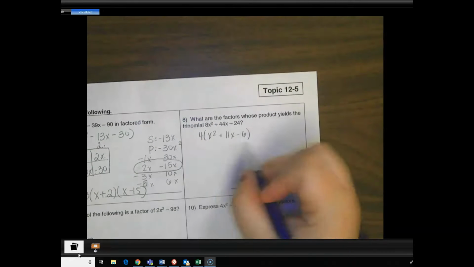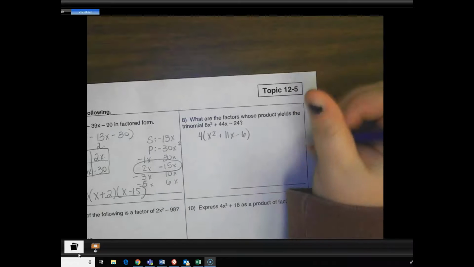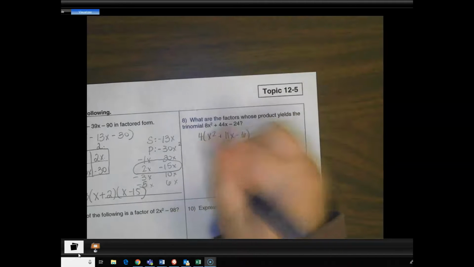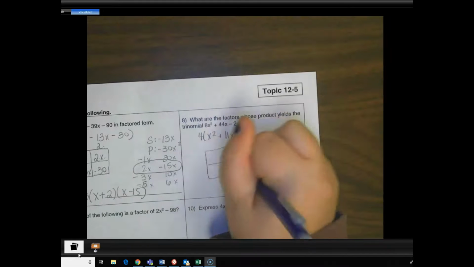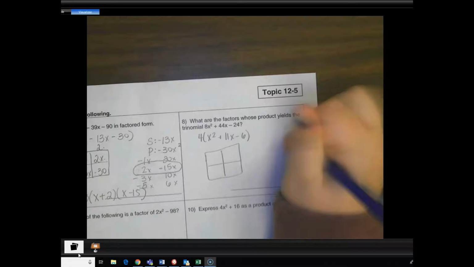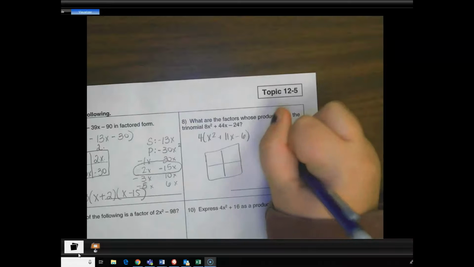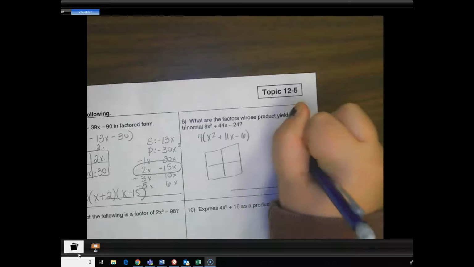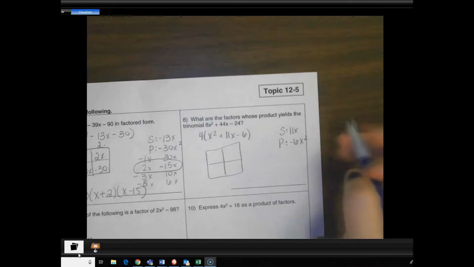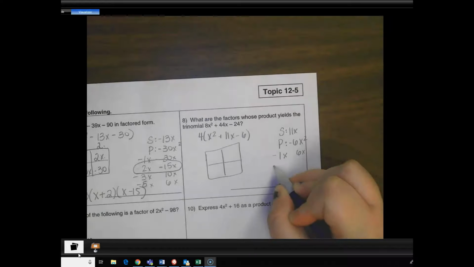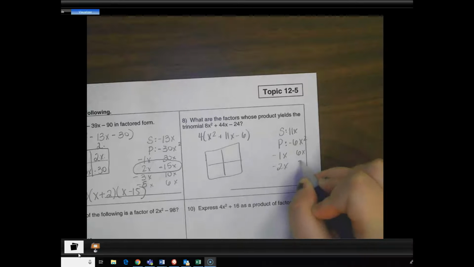It's still a trinomial, so I can't use my perfect squares. I can still use these. So I have my sum, 11x, and my product, negative 6x squared. So negative 1x times 6x, negative 2x times 3x.